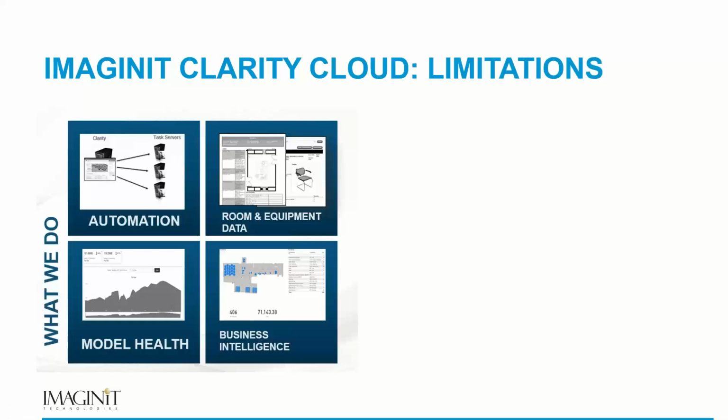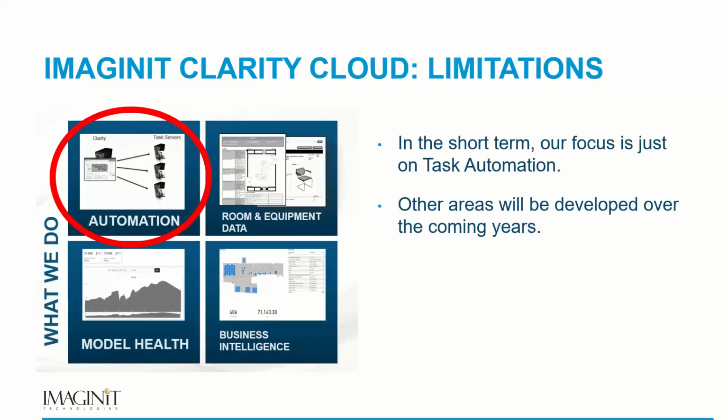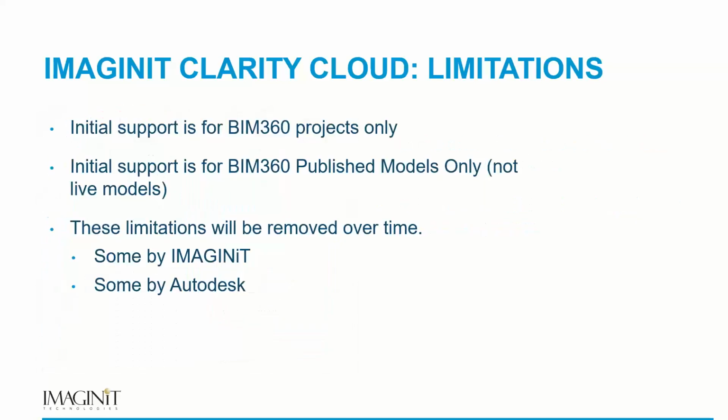And so we couldn't really wait to build all of Clarity back up into the cloud. So we figured we would start with task automation. That's our short-term focus, and we expect to expand that with lots of releases during this year and going forward to add the other pieces. But our short-term focus is task automation, because that's where people usually get the most return on investment. Things like model health or data sheets or business intelligence, it's hard to put numbers on what the value of those things are, but saving you 20 minutes a day or 284 hours per year, that's something that's easy to put a value on. So that's our focus on Clarity in the cloud.